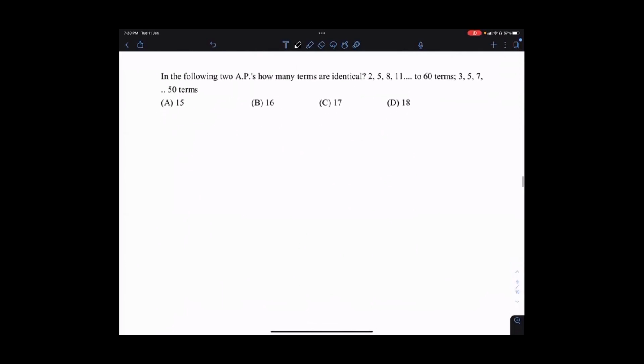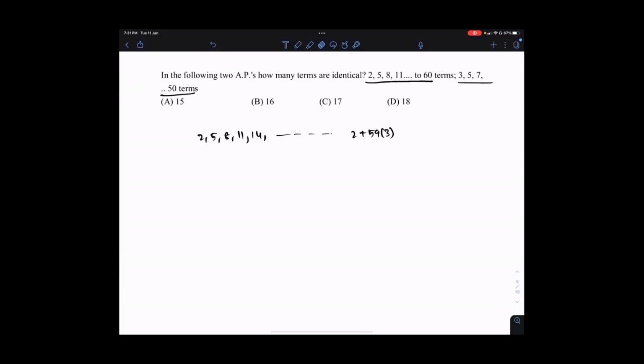Okay. Next. They have given two APs. This is one AP, this is another AP. They're asking how many terms are identical. So one AP is 2, 5, 8, 11. Common difference is 3. So the 60th term will be 2 plus 59 into 3. The second AP is 3, 5, 7, 9 and so on, up to 50 terms, which is 3 plus 49 into 2.